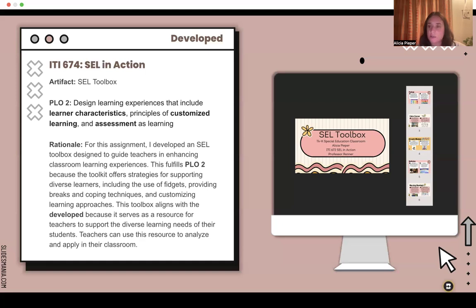This toolbox aligns with Developed because it serves as a resource for teachers to help support the diverse needs of the students in their classroom. Teachers can use this resource, they can analyze it, and then they're able to apply whatever resources that they want to in their classroom.